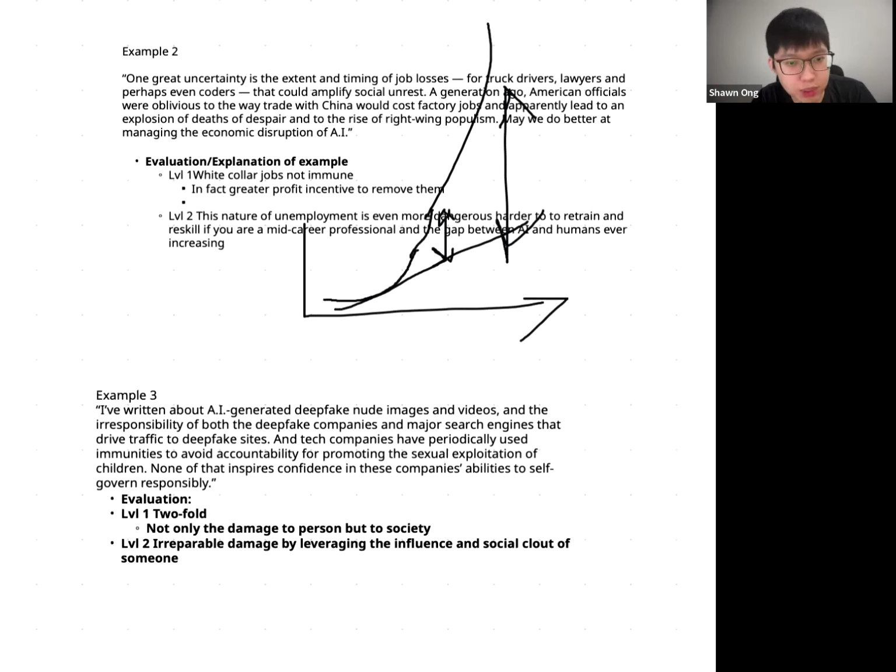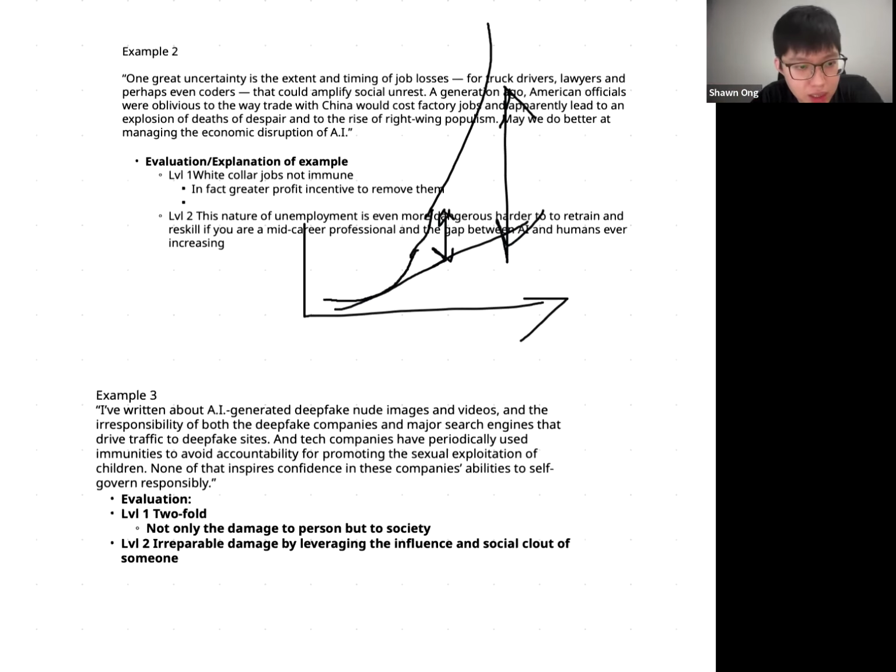When most students explain this, they will only talk about either the damage to the person or the damage to society, right? But you want to say that, hey, the damage that AI has when we use deepfakes is actually twofold. It's to the person and it's to the society.